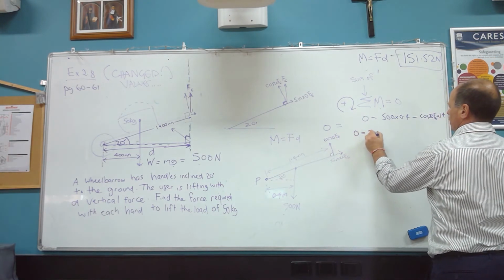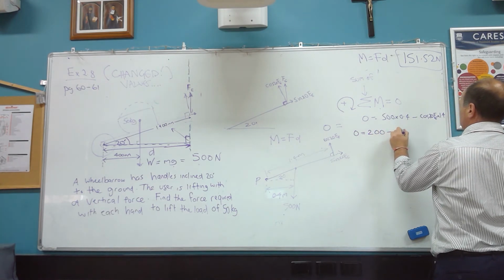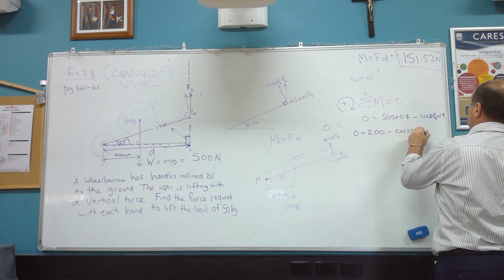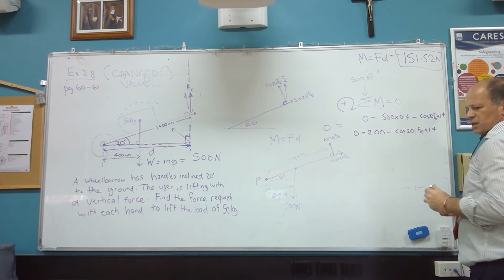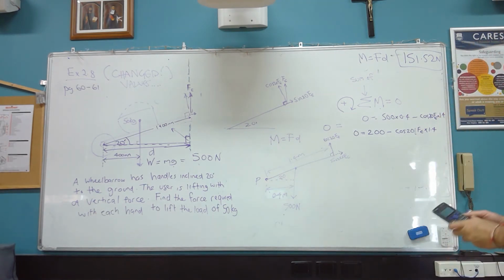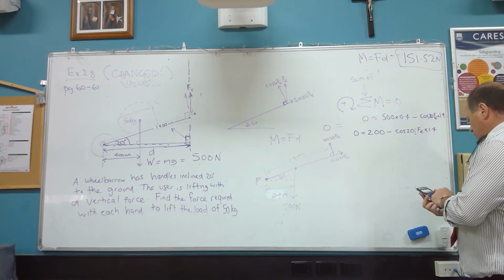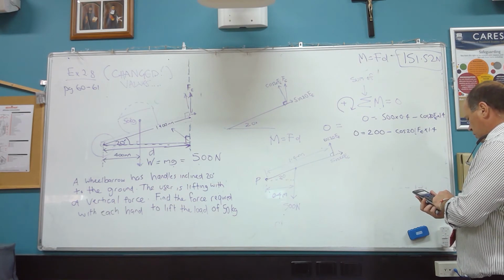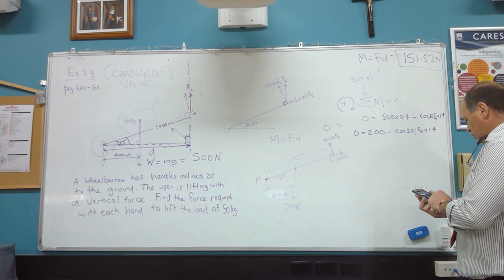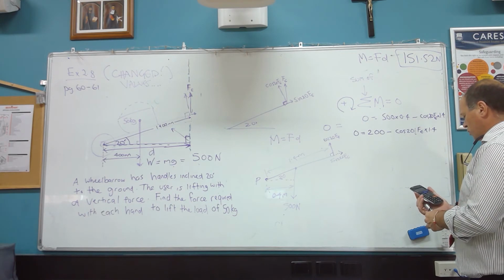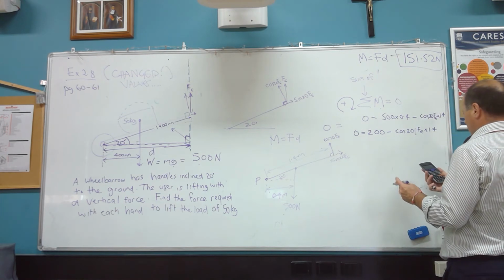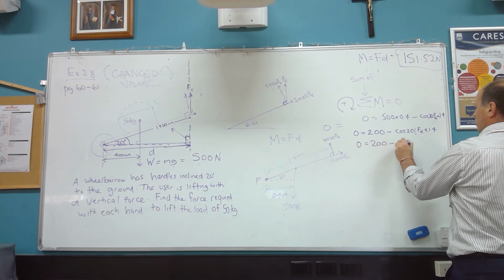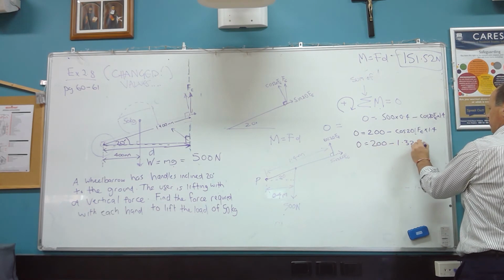We go 0 equals 200 minus cos 20 Fe is 1.4. Let's get our calculator out and go cos 20 times 1.4 equals, we end up with 1.32. So 0 equals 200 minus 1.32 Fe.